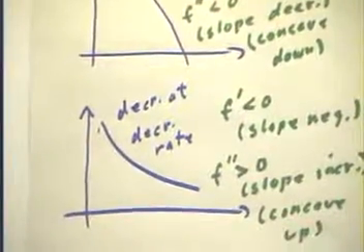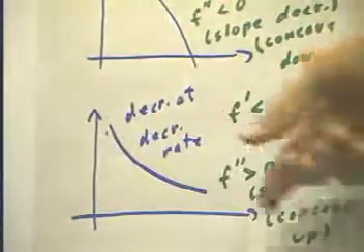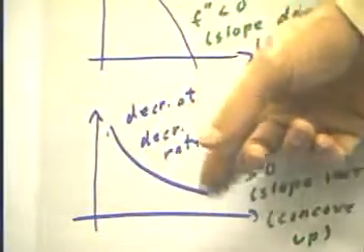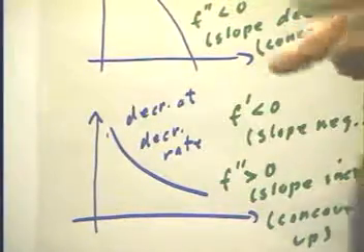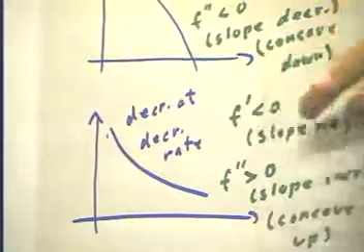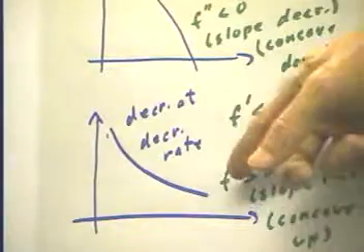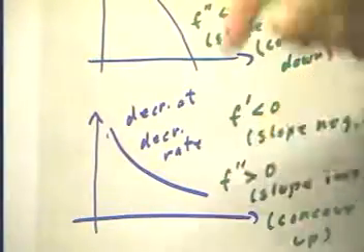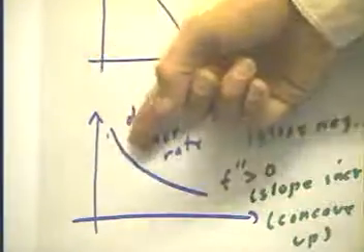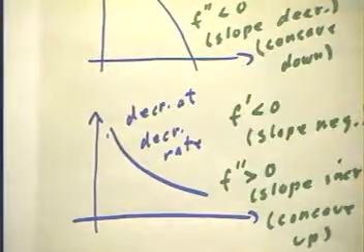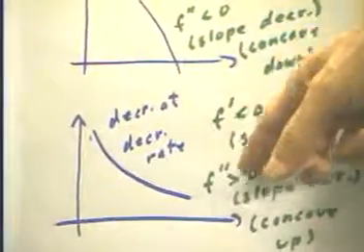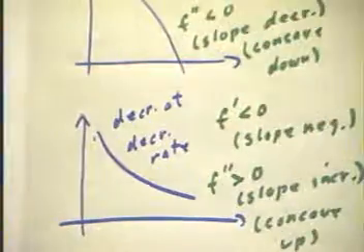If a graph is decreasing at a decreasing rate, it's decreasing, but the rate of decrease is getting less and less, so it's going to look like this. In this case, the derivative is negative because the slope is negative. The second derivative is positive because the slope is increasing. It's becoming less and less negative, which means it's increasing. And also we see that the graph is concave up, and that gives us a positive second derivative.